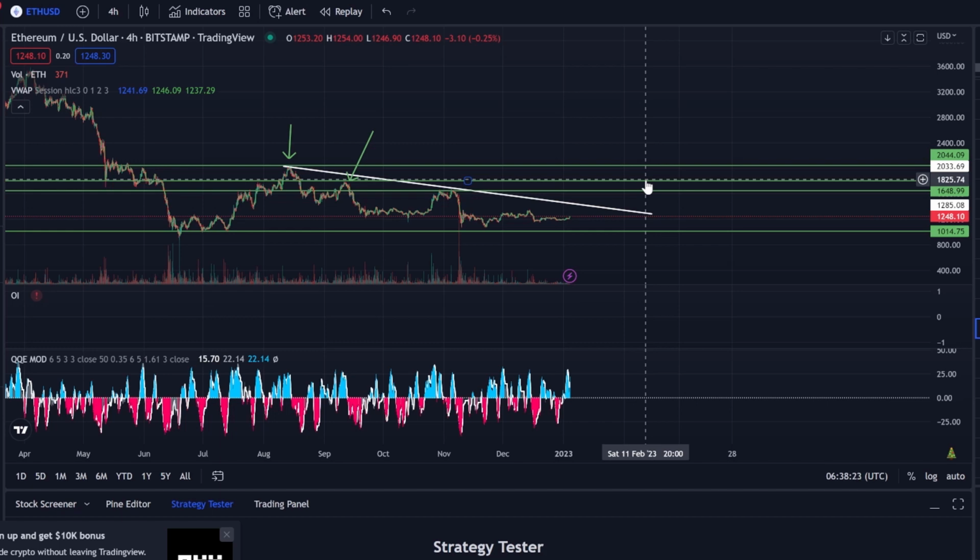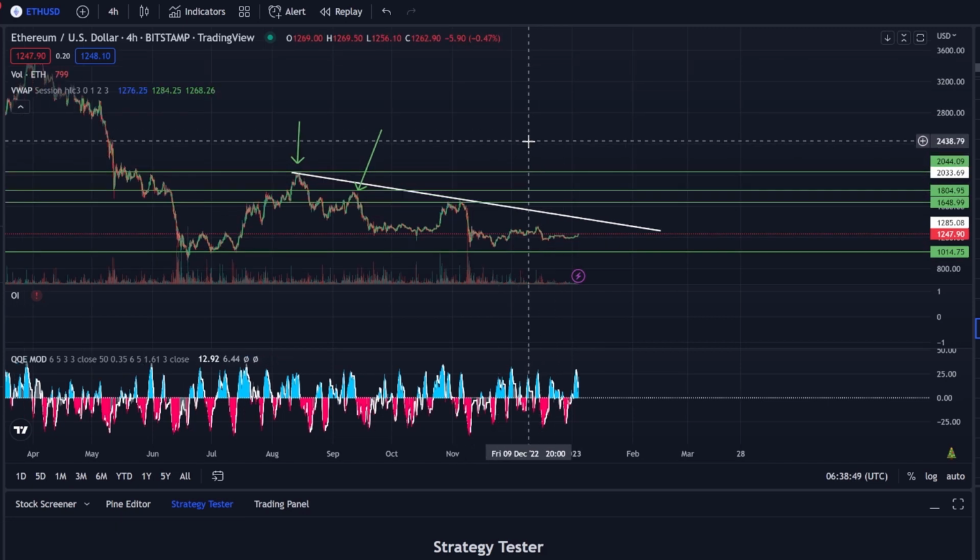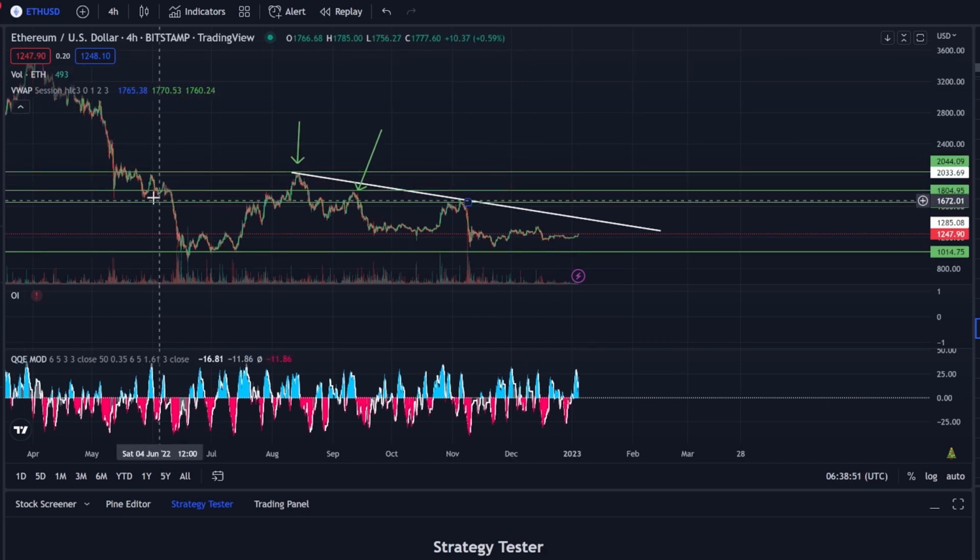When support is broken through, it becomes resistance. We can see that concept illustrated right here, where this was a support zone that was broken through, and now it's been tested as resistance in this area.